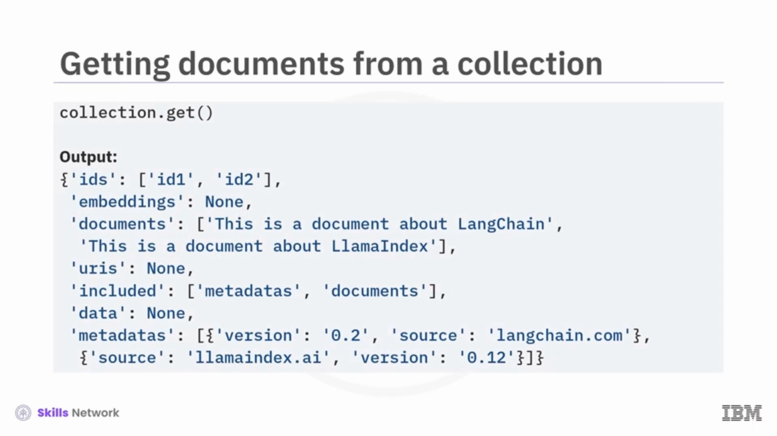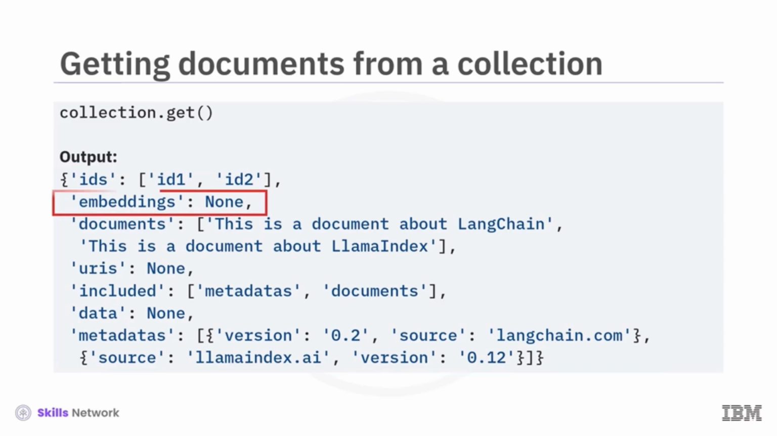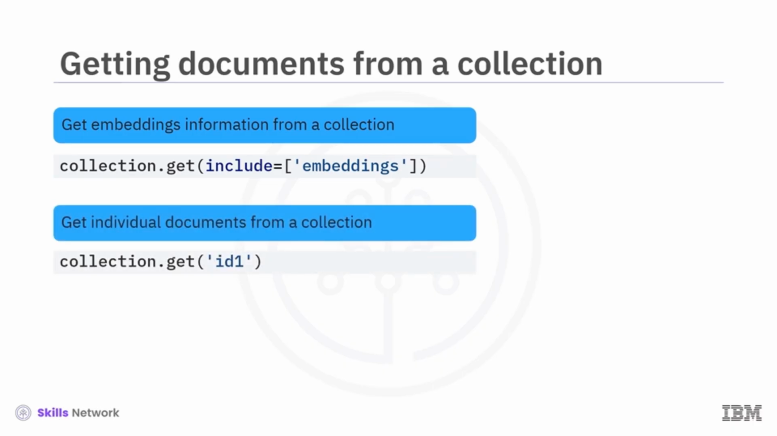You can get data such as documents from a collection using the get method. Note that the get method returns a Python dictionary. When you run the collection.get method, the output returns all the documents in the collection. Note that the output does not return the embeddings. However, the embeddings are actually stored in the collection, but they are not displayed by default to keep the output clean. To see the embeddings, we need to pass include equals embeddings to the get method. Moreover, in addition to pulling out all the documents in a collection, you can retrieve individual documents by passing their IDs to the get method.